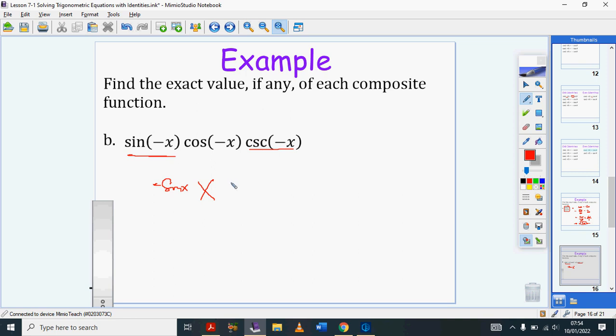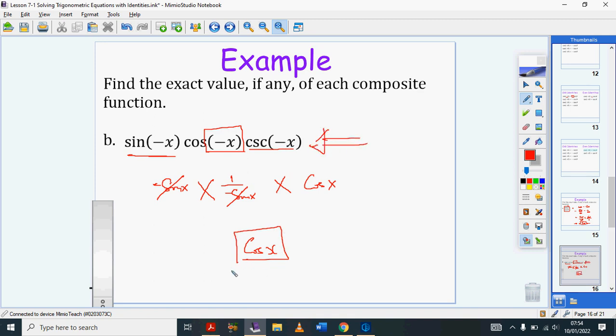Cosecant is also an odd function, and it's the same as 1 over negative sine x. And it's still being multiplied by cosine x. But I know this is an even function, so this negative does not affect the output value. What I have here is a negative sign divided by a negative sign. They will cancel out, and my answer just ends up being cosine x. So this whole thing, which you looked at and got scared, simply comes down to cosine x.